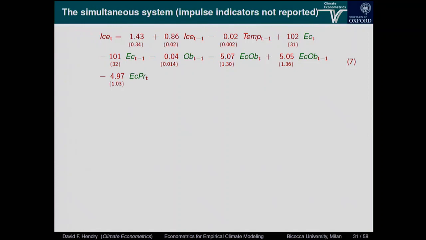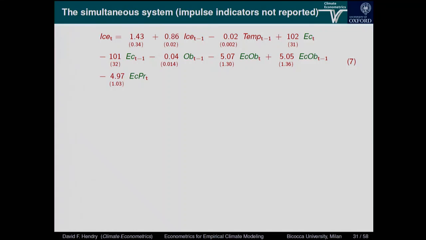Well, despite including current CO2 and current temp in the ice equation, they're completely insignificant and are eliminated. But ice does depend on ice lag, there's a big coefficient, 0.86, and on temp lag, it's a very significant coefficient, t of 10. It depends on eccentricity and eccentricity lag, obliquity lagged, eccentricity times obliquity, and that lagged, and eccentricity times precession. And that's exactly what you would have deduced theoretically by reading the literature, right?